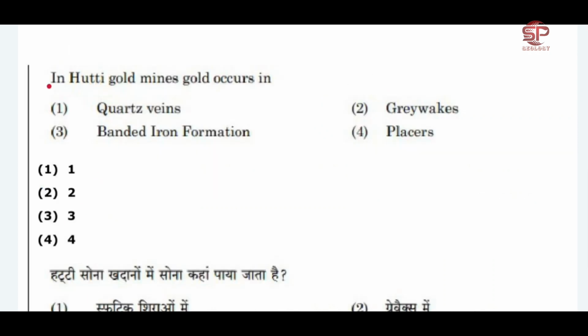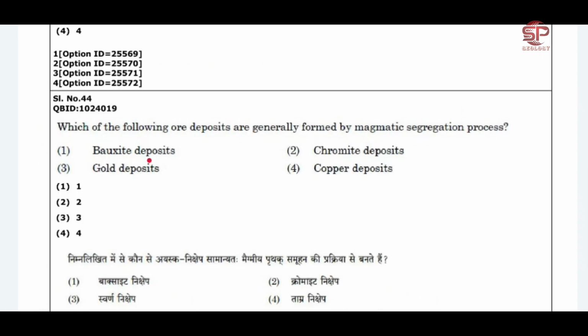The Hutti gold mine deposit is deposited in quartz veins. The following ore deposits are generally formed by the magmatic segregation process. From all these types of deposits, chromite is always formed by igneous activity. It is formed by early magmatic deposition by segregation. So take the example of Sukinda, where chromite is deposited by the segregation process.